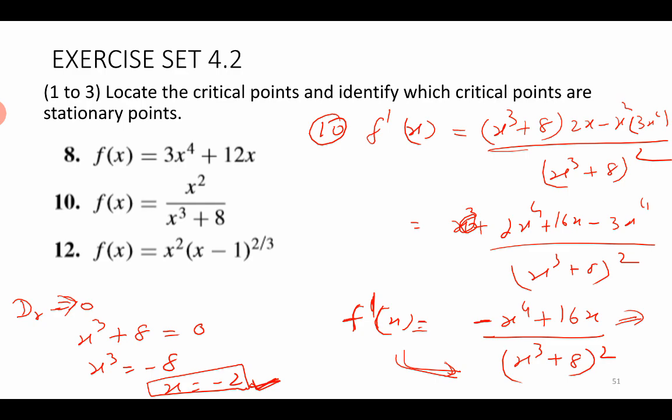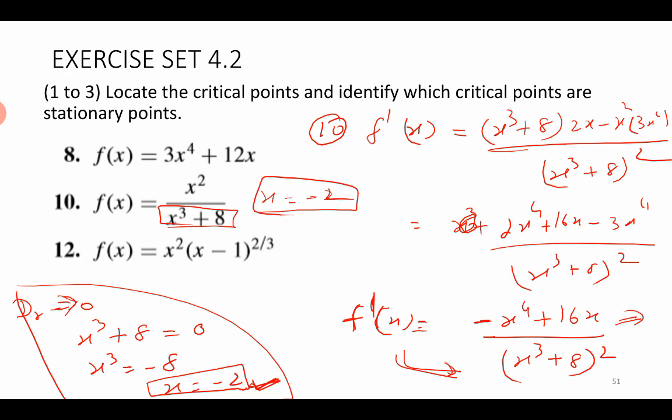But remember, the function is not defined for x equal to negative 2. So we don't need to analyze x equal to negative 2, because we need to analyze those points at which the function is defined. The critical point should be a point at which the original function is defined. So since the function is not defined at negative 2, we don't need to worry about the denominator being 0. The only thing is to take the numerator to 0.